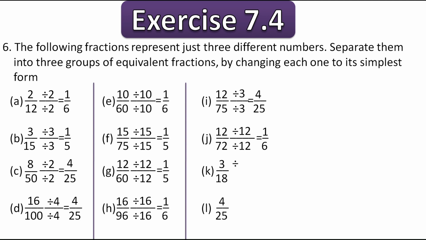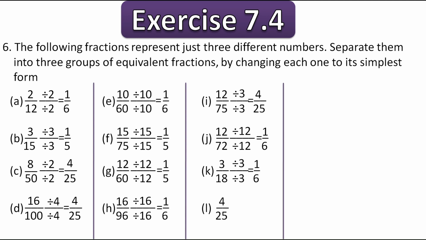Here I'll divide by 3. So 3 ones are 3 and 3 6s are 18. Now here I can't divide because this is already the simplest form. So I finished converting all the fractions to the simplest form. Now we will make groups.